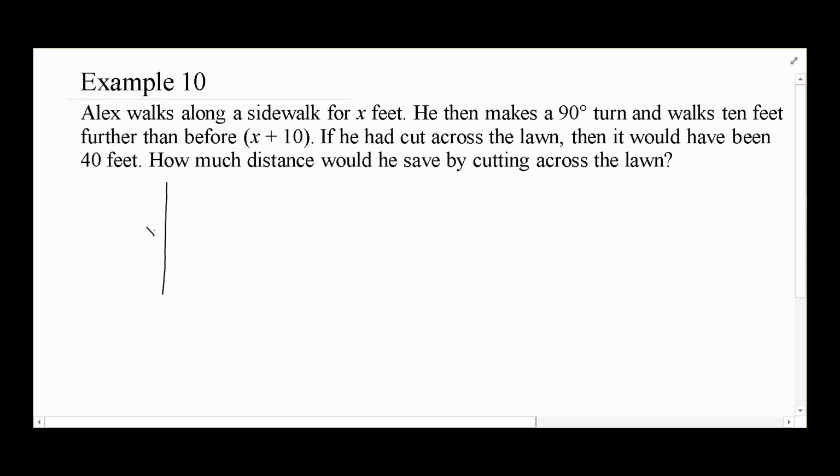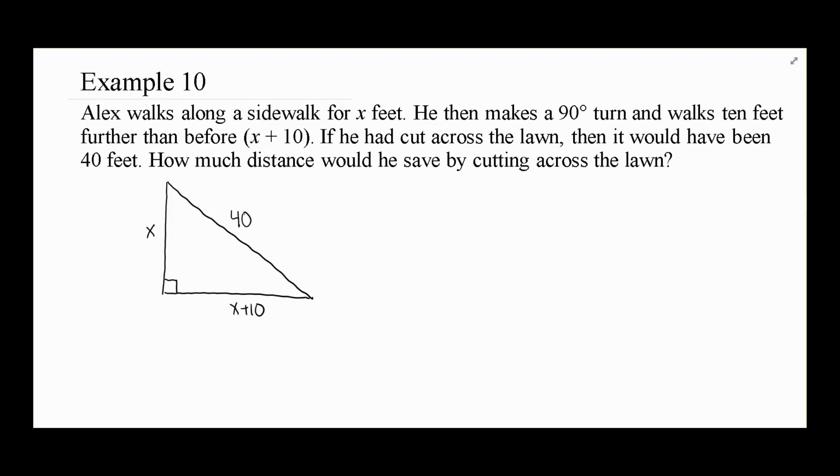So Alex walked x feet, made a 90-degree turn, and walked x plus 10 feet. But if he would have just cut across the lawn in the first place, so straight from point A to point B, he would have gone 40 feet. Now, what I want to look at, though, is how to answer the question, because the answer to this question is not the same thing as solving for x. X equals doesn't answer the question that was actually asked of us, and that's why I wanted to go over an example like this.